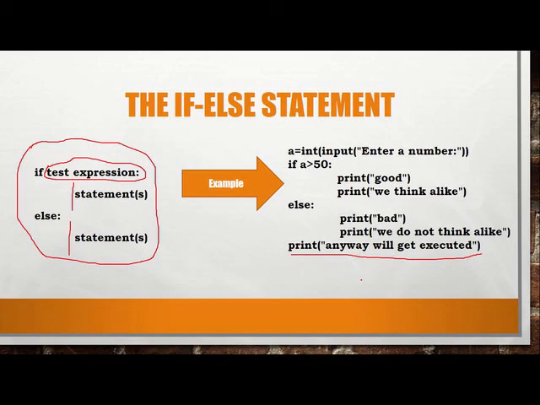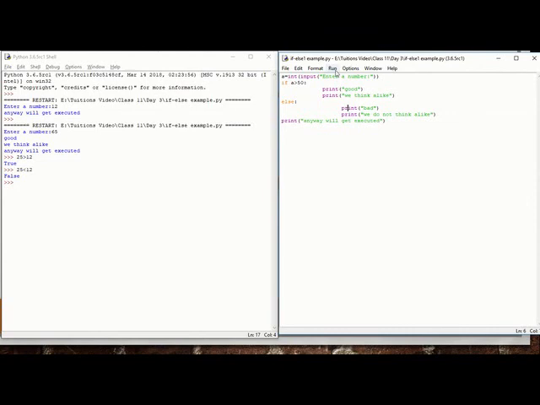So we are going to see the execution of this program in the Python IDE. Let's try that. Okay, the same program in the Python IDE. Now we are going to run this particular program. Run. Okay, and now let me put the number 75. So what do you think it's going to give you? It's going to give you the words good, we think alike, along with that anyway will get executed. Let's see whether it gives that or not. Okay, good, we think alike, anyway will get executed. So we got as expected.